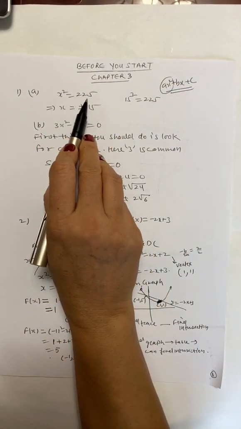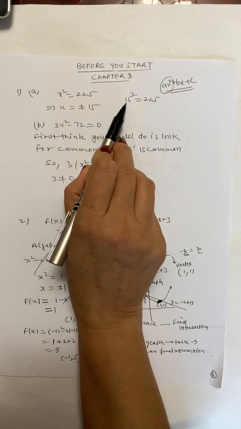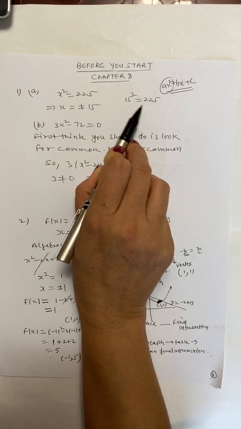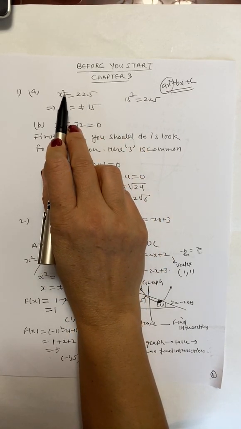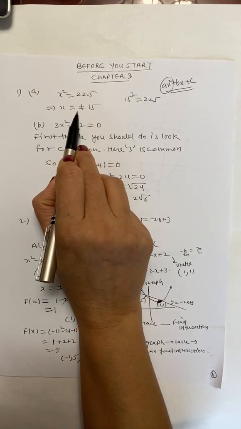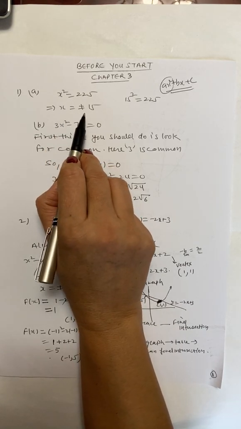So 225 is a perfect square of 15. So 15 squared is 225. And since it's quadratic, which means degree 2, there will be two solutions for this equation. x is equal to plus minus 15.